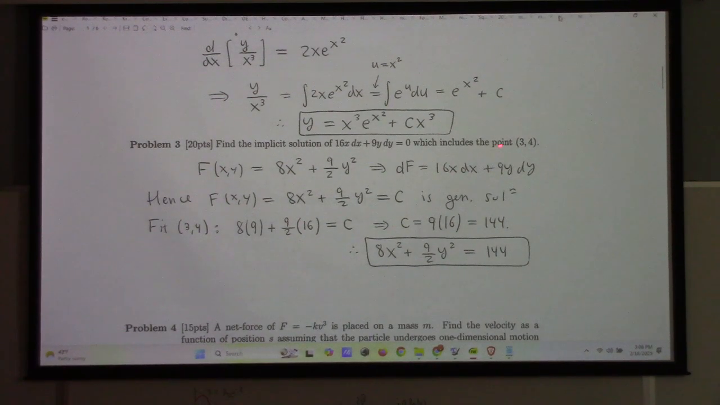Now, another point of order here. This one I ask you to find the solution that goes through the point (3, 4). So that means I have to choose a constant which makes that happen. That's easy enough to do. I just plug in (3, 4), and I find out my constant has to be 144, and there's my solution. A lot of times I don't give a specific point in this problem.